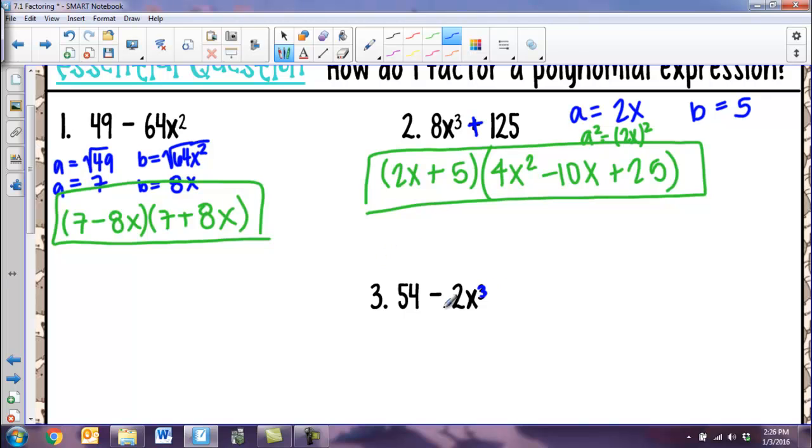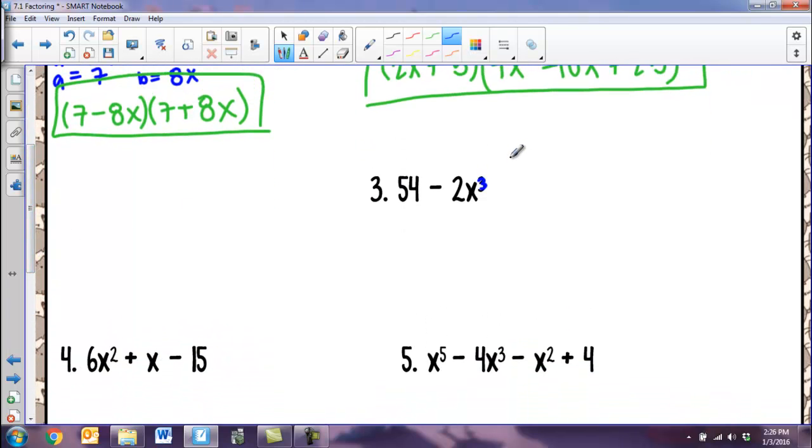see an x cubed in it. But 2 doesn't have a perfect cube, and 54 isn't either. But if I look at these, both of them are even. And so that automatically tells me I need to always look for that GCF first.